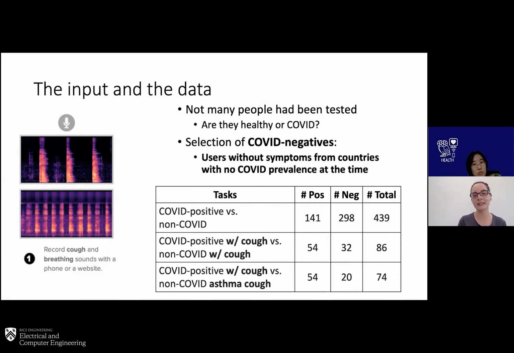At the bottom, you find the 3 tasks that we looked at for automatic recognition, which was, can we try to distinguish COVID positive users from non-COVID, so healthy in this sense, users. And then we looked at COVID positive users that also declared a cough. So we're not just saying I have COVID, but they also were saying I have a cough. And non-COVID users that also declared a cough.